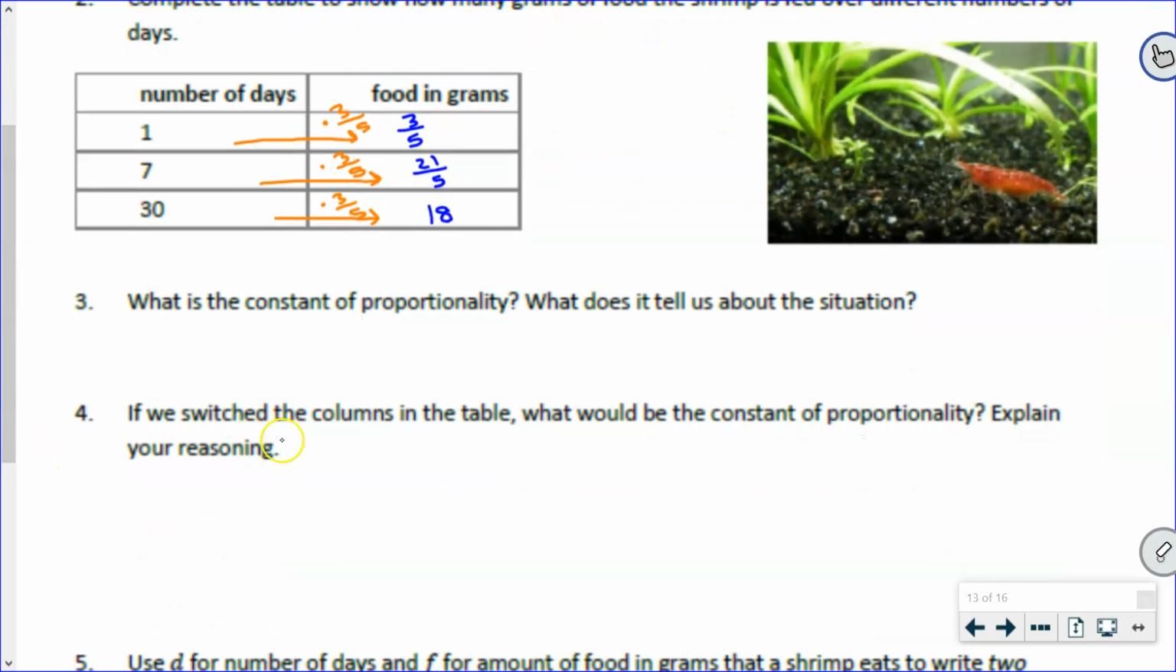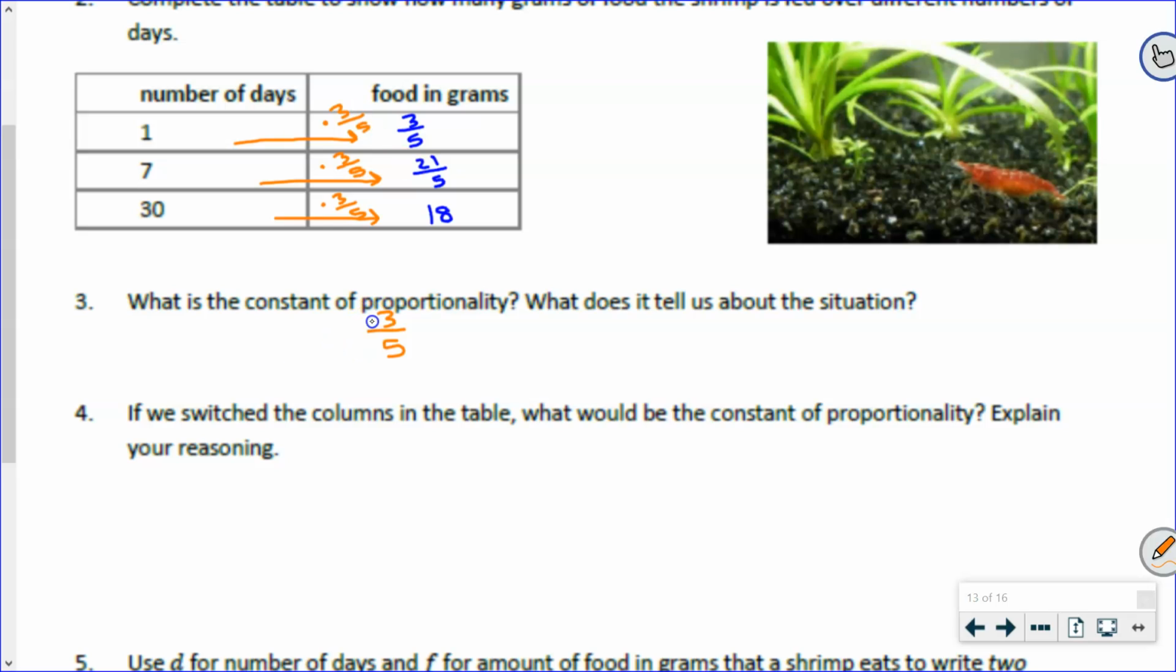I hope that you're able to answer this question. What is the constant of proportionality? We literally needed to know the answer to that question in order to fill out the table. What is the constant of proportionality, Savannah? It is 3/5. Because every time I go across this table, I'm multiplying by the number 3/5.